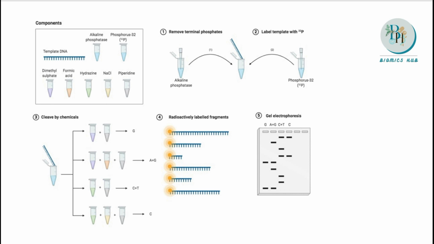After that, we have to add the piperidine for the cleavage. After the cleavage has been done, the 5' radio label fragments will be separated out, and we will run it on gel electrophoresis in different lanes for getting the data interpretation.